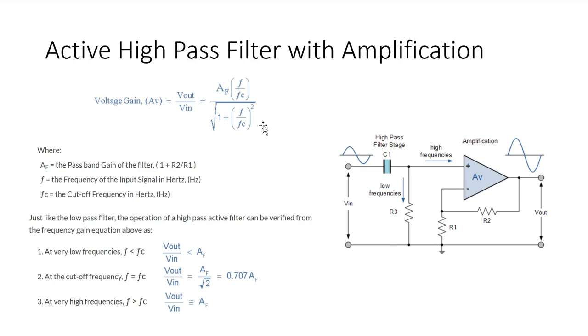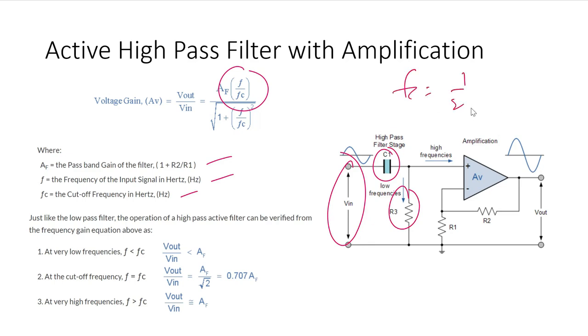and its voltage gain circuit is almost the same as the previous one, except that we have an extra F by Fc in the numerator. Here F is 1 R1 R2 plus R1. F is the frequency which is being analyzed, the signal frequency or the frequency given on this port, and Fc is the calculated frequency for these two components. So Fc would be equal to 1 over 2 pi C1 R3.